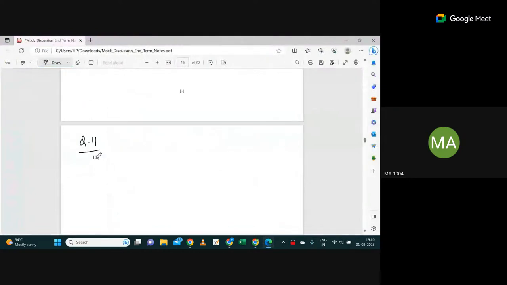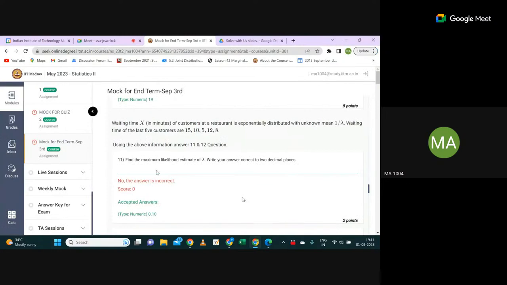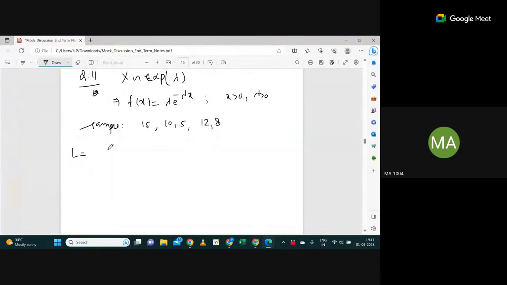So question number 11 says X follows an exponential distribution with parameter lambda. Then what will the PDF be? Lambda e raised to minus lambda x, where x is greater than 0 and lambda also greater than 0, right? And the sample values are 15, 10, 5, 12, 8. Correct? Now, what is the question? Find the maximum likelihood estimate of lambda. And I know what the maximum likelihood estimate is: I have to take the product over i from 1 to 5 of f(xi), right?